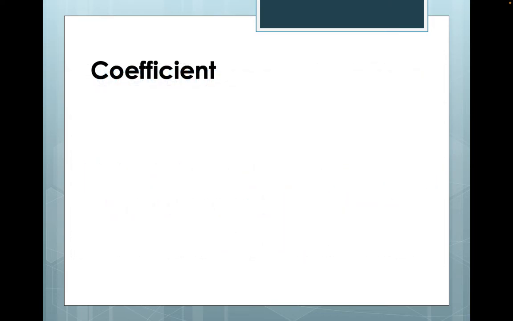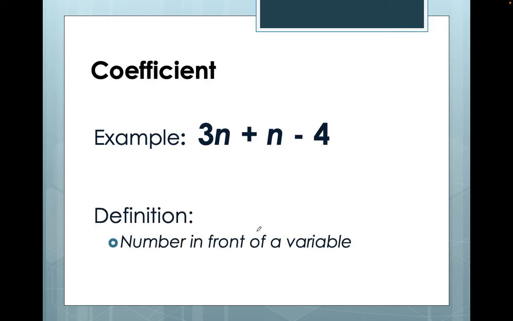First, let's look at some vocabulary that we will need to know for this chapter. A coefficient is a number that is in front of a variable. In this example, 3n plus n minus 4, we have two coefficients. We have the 3, and then also in front of this n right here is a 1 that is not usually written in, but is understood to be there. So a coefficient is a number in front of a variable that we multiply by the variable.